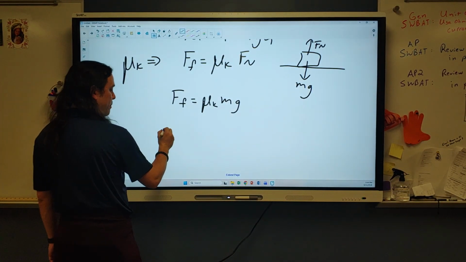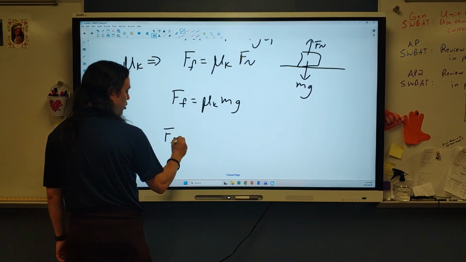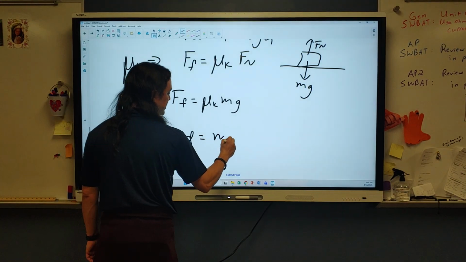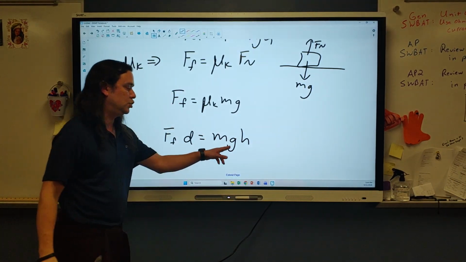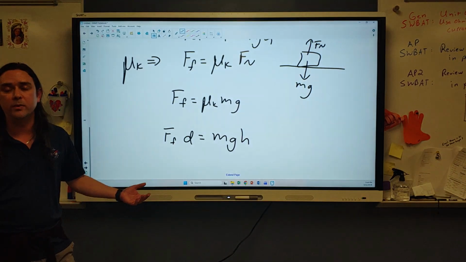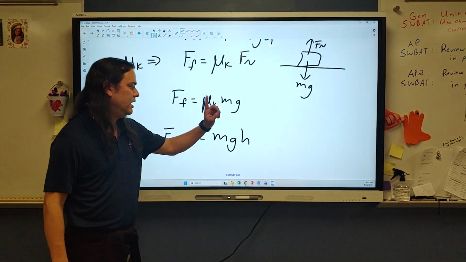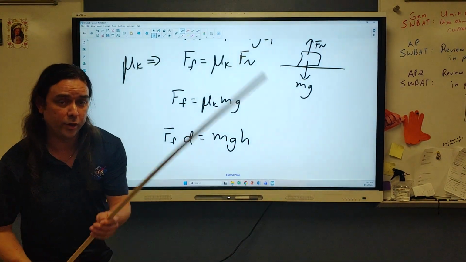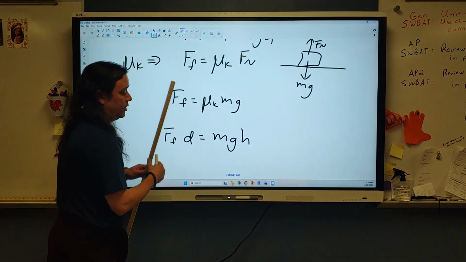Now, in this case, if I go back just a step, I had the force of friction times my stopping distance is equal to mgh. G we know because that's a constant. Unless they tell you otherwise, assume everything's on Earth, that's 10. H is something that we can measure with our meter stick, and D is something we can measure with our meter stick.